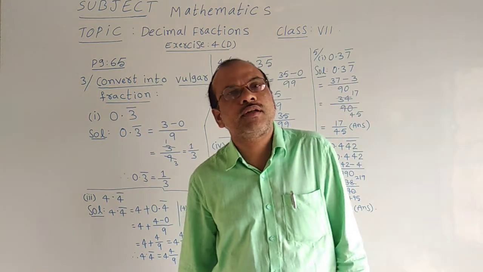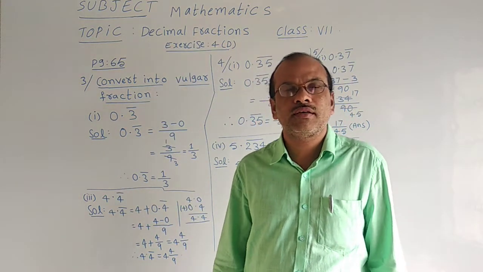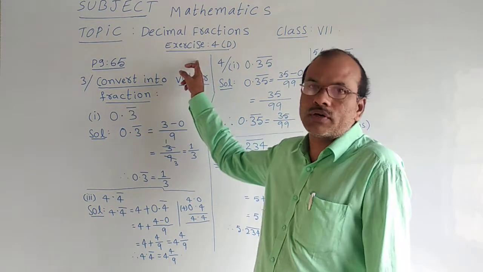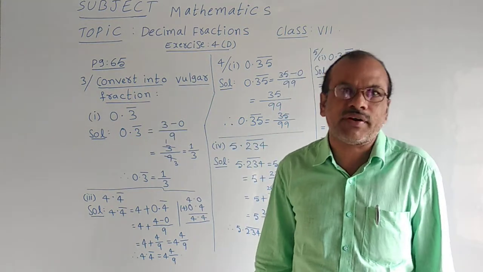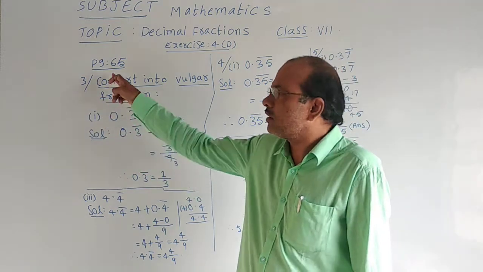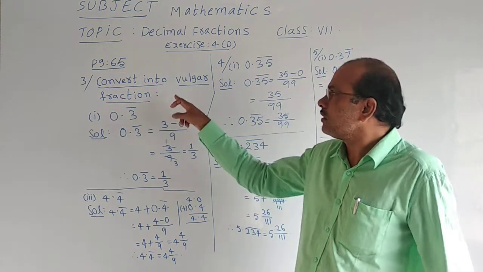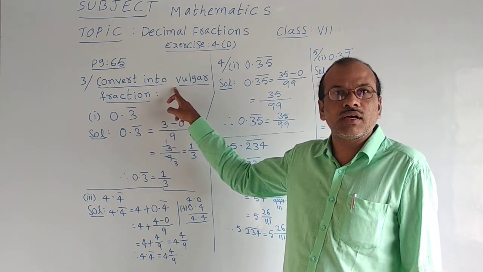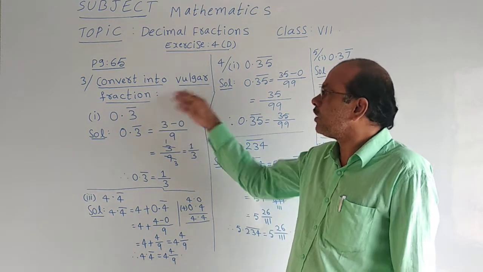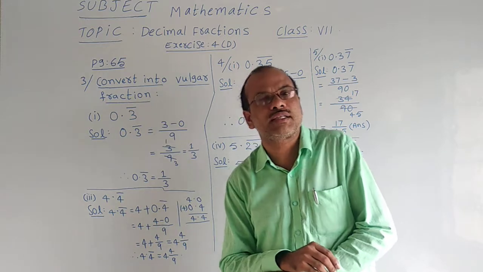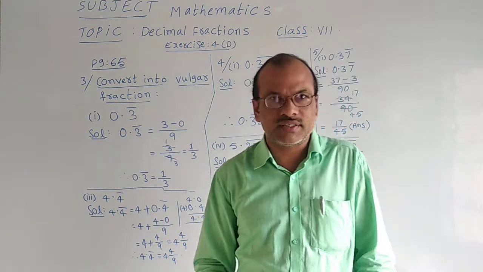We were in the chapter decimal fractions, exercise 4D, page number 65. Let us see question 3. What is the heading given? Convert into vulgar fraction. We have to convert the given decimal fractions to vulgar fractions.